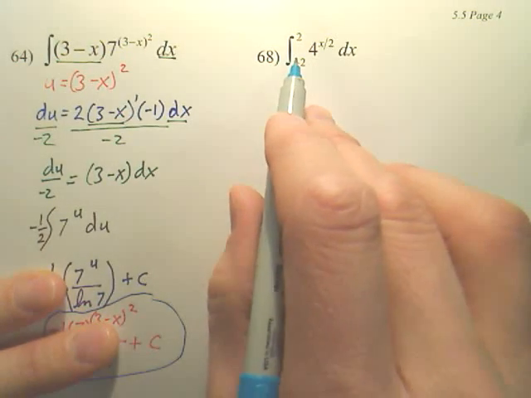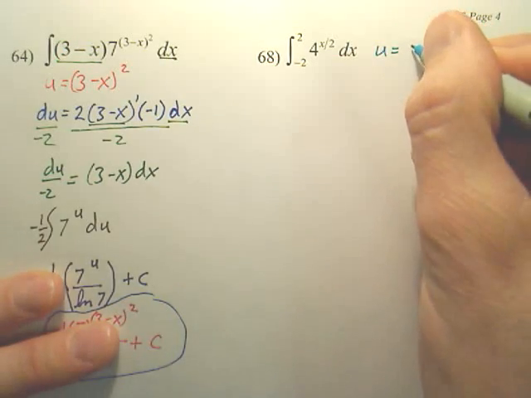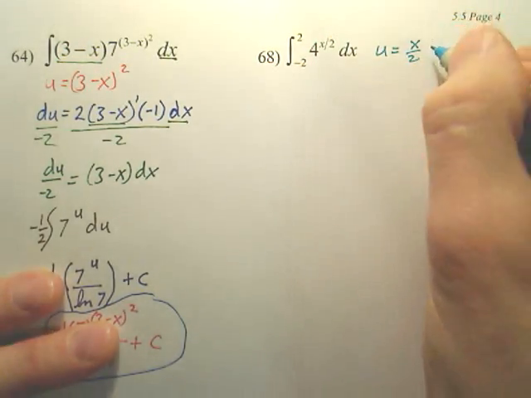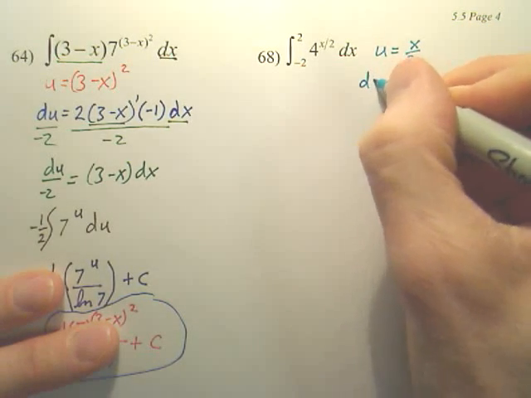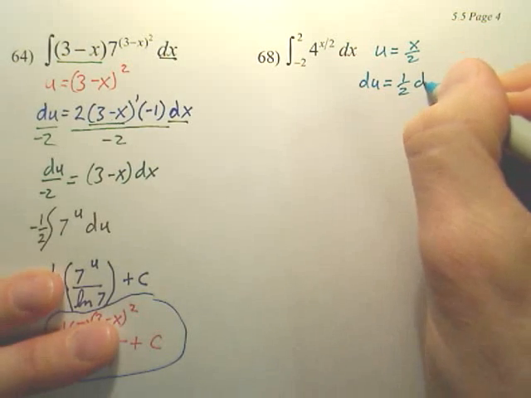This one, it's a definite integral. First thing we want to do is integrate it. So the first thing we want to do is make that a u. So when I integrate or derive this, you just get 1/2 dx.